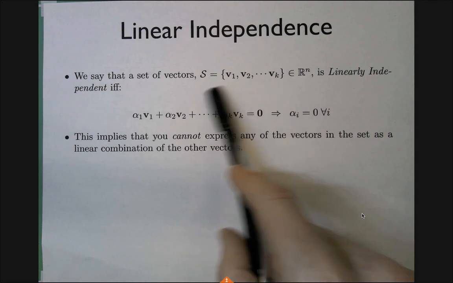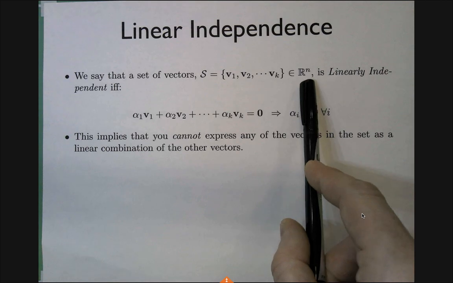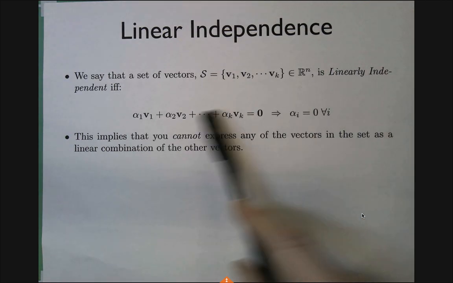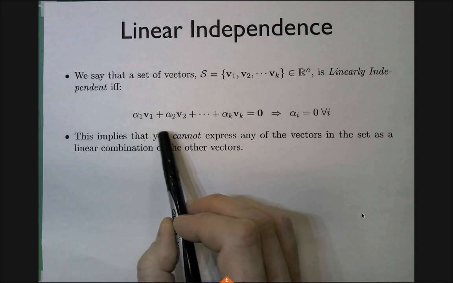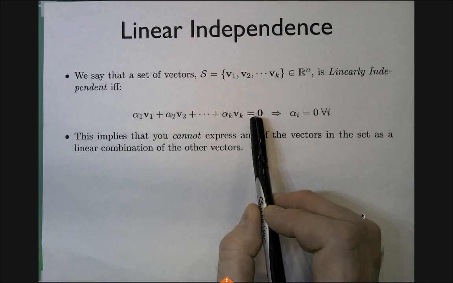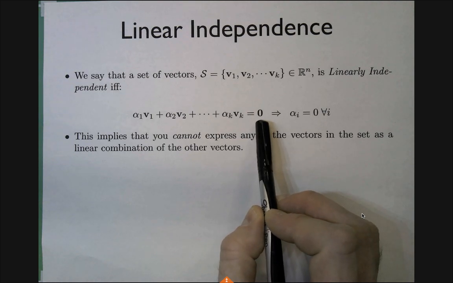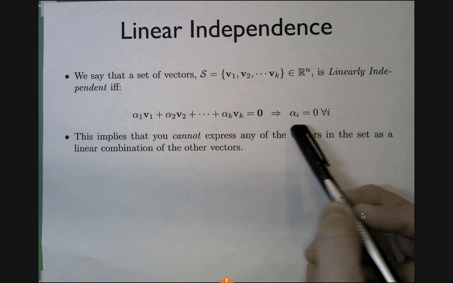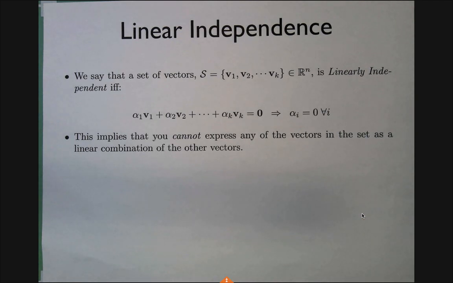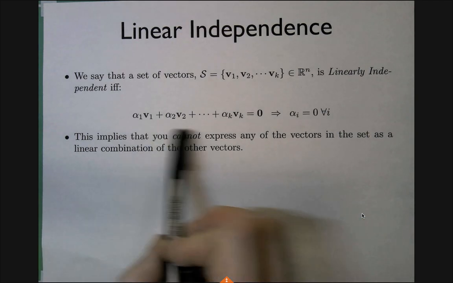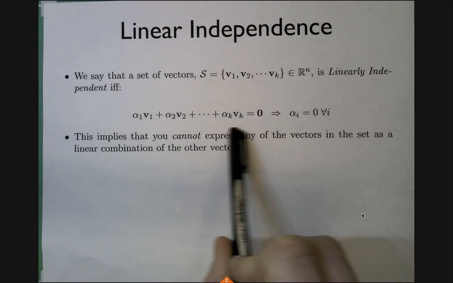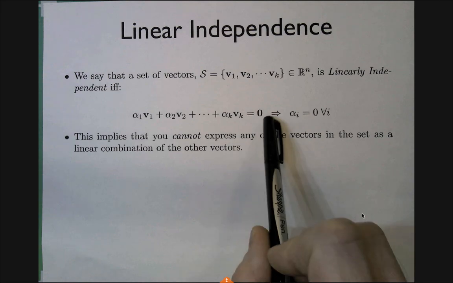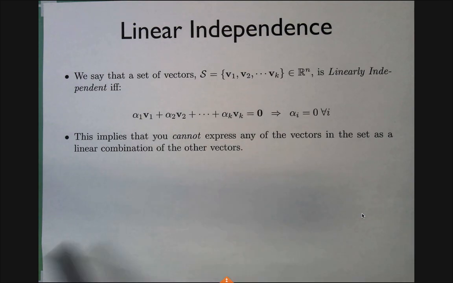A bunch of vectors, k vectors in n-dimensional space, are linearly independent if the fact that I take a linear combination with some alphas and the linear combination goes to a zero vector implies that all the alphas must be zero. In other words, a more palatable way to think about it is that the only linear combination of these vectors that gives me zero is the trivial one. All zeros, okay?